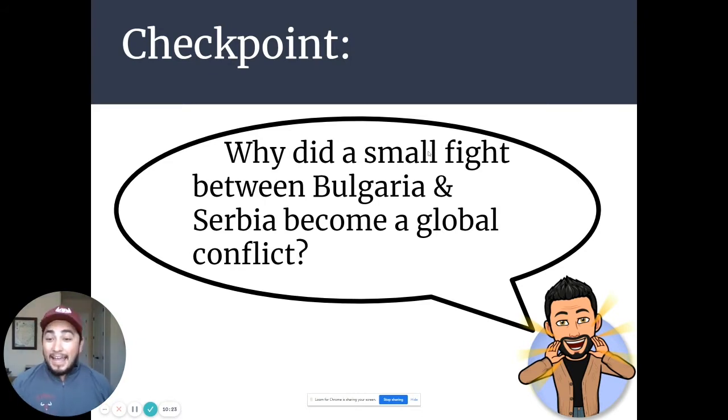Great job. Yeah, when it comes to this, we're talking about the magnitude of damage. When we're talking about why a small fight between Bulgaria and Serbia became a global conflict, it's because of the alliance system. The alliance system got more people caught up in an incident that made them obligated to participate in a war.